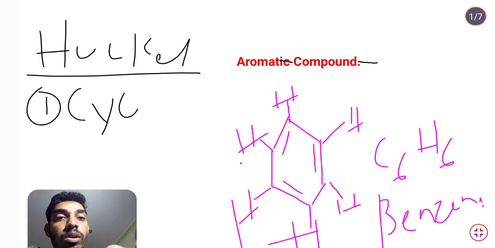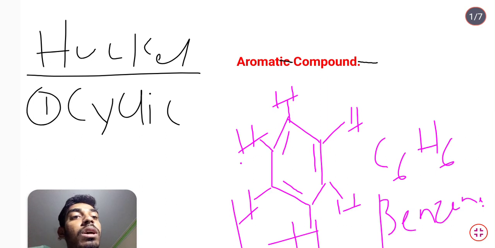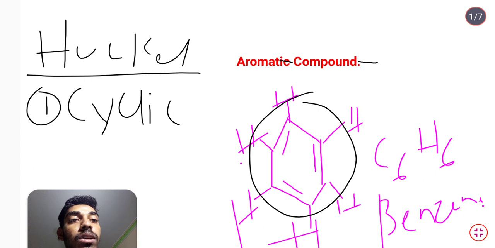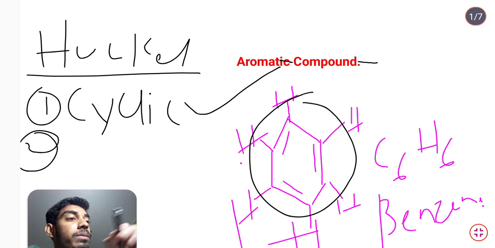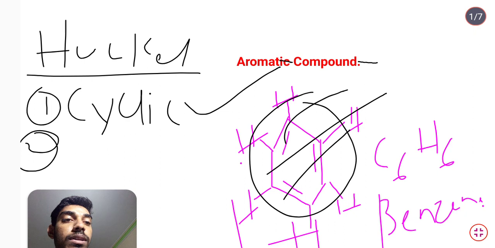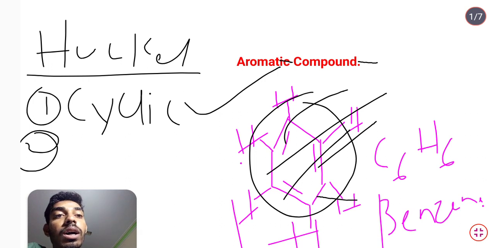It must be cyclic. As you see, the structure of benzene is cyclic, not linear, so it satisfies the first condition of Huckel's rule. Then the second rule is complete conjugation. That means we see a pi bond, sigma bond, pi, sigma, pi: alternating, completely conjugated. That's why it obeys the second rule.